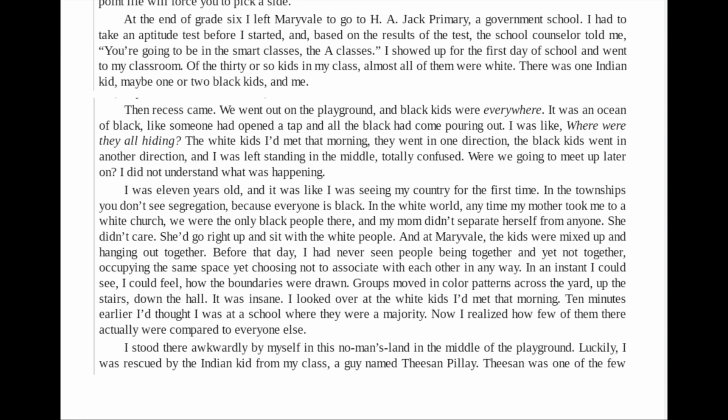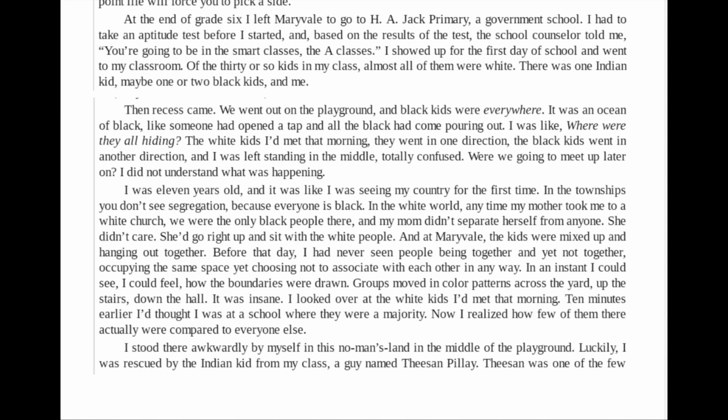At the end of grade 6, I left Maryvale to go to H.A. Jake Primary, a government school. I had to take an aptitude test before I started, and based off the results of the test, the school counselor told me, you're going to be in the smart classes, the A classes. I showed up the first day of school and went to my classroom. Of the 30 or so kids in my class, almost all of them were white. There was one Indian kid, maybe one or two black kids, and me.